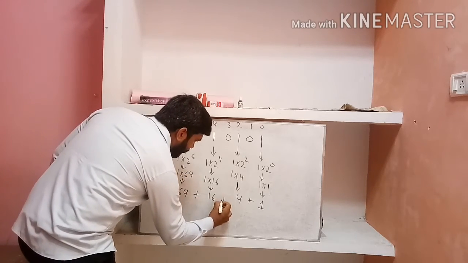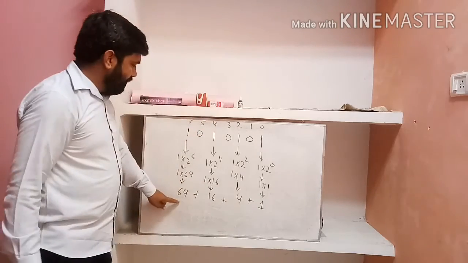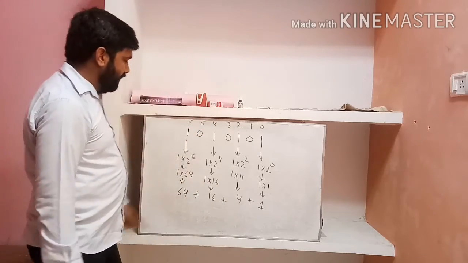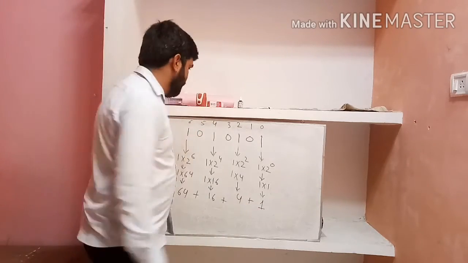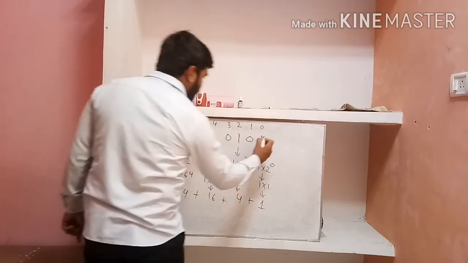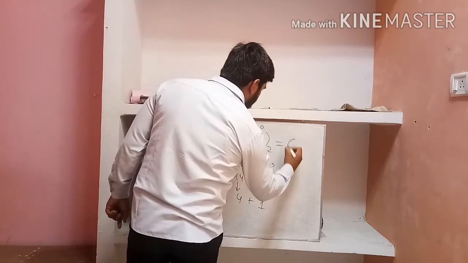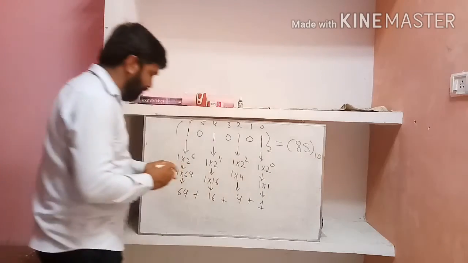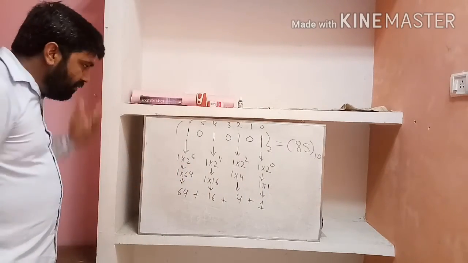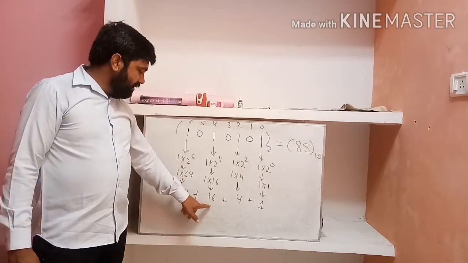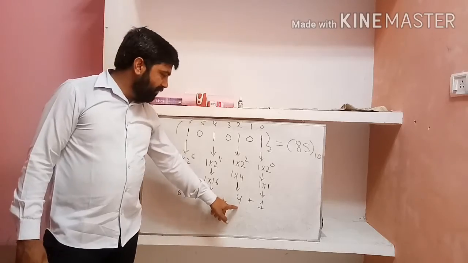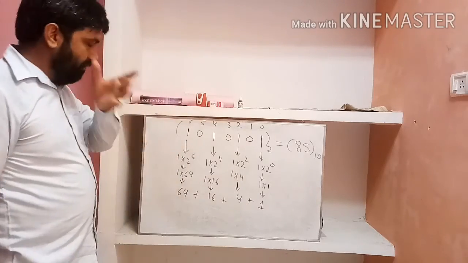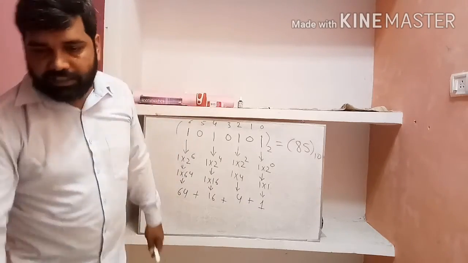Now add all these products. 64 plus 16, 80. 80 plus 4, 84. 84 plus 1, 85. So this binary's decimal equivalent is what? 85. Like this you have to do. You understand? See, 64 plus 16, 80. 80 plus 4, 84. 84 plus 1, 85. Okay, like this we have to do it.